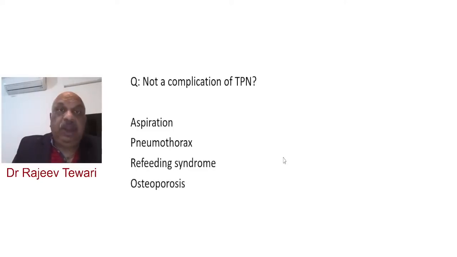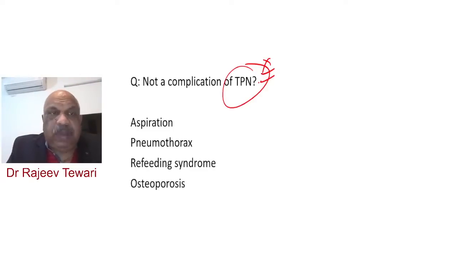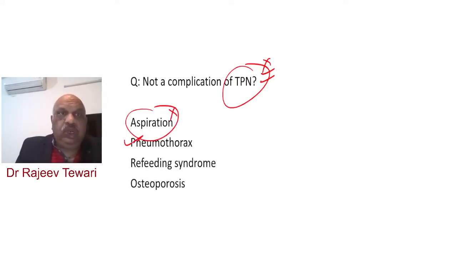Not a complication of TPN. Now this is a simple common sense question. Total parenteral nutrition: I'm not putting anything in the mouth. I'm not putting anything in the stomach. So why should aspiration happen? Pneumothorax, yes. While putting the cannula, one can penetrate the pleura causing pneumothorax.